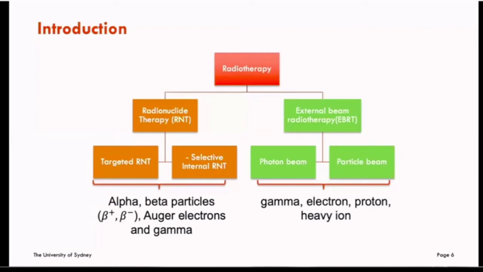For example, for a large lesion, we need long-range particles such as energetic beta particles to have a sufficient dose coverage. And for a small lesion, we obviously use short-range particles such as alpha and Auger particles to localize the dose and minimize the radiation to surrounding tissue.